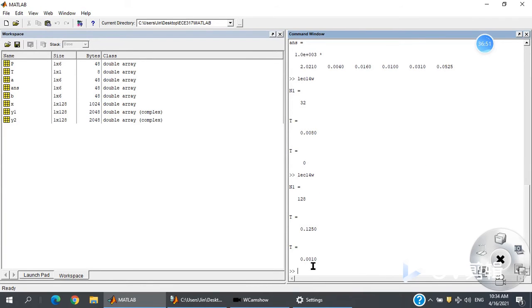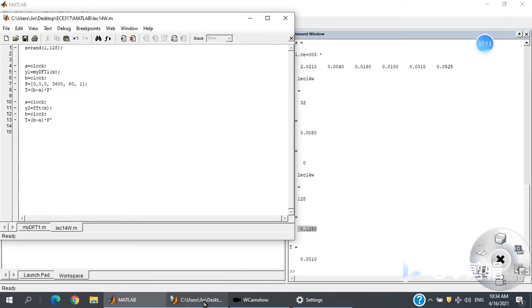All right. FFT also needs some time, right? 0.001. FFT also takes some time. Our DFT is like 100 times more than the FFT, right? It spends 100 times the time cost. All right. Now we try to reduce it.